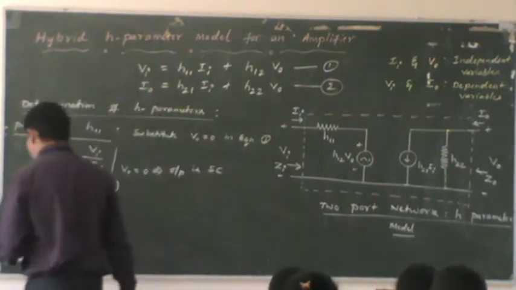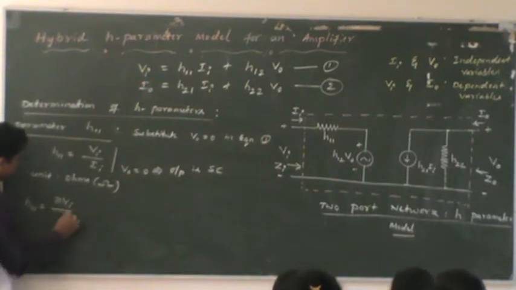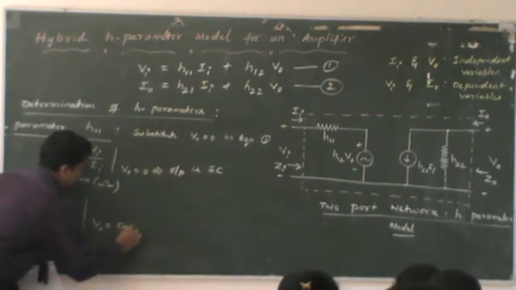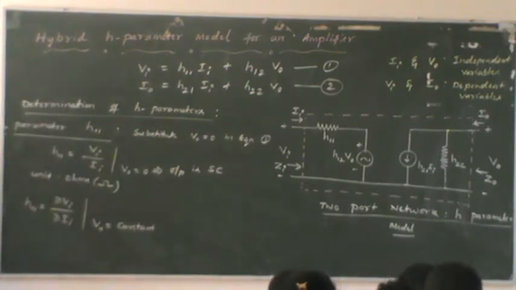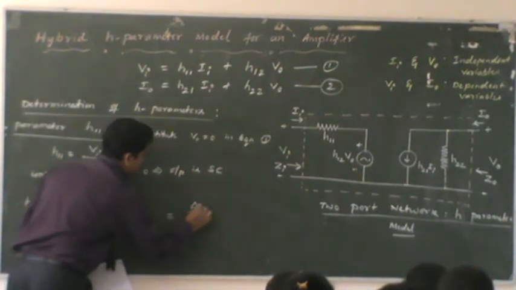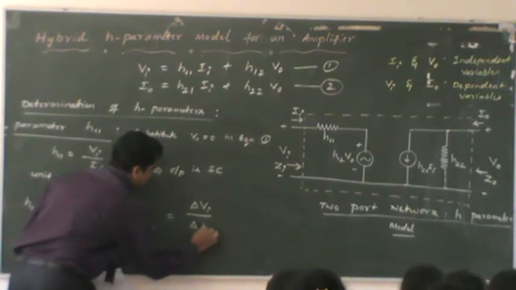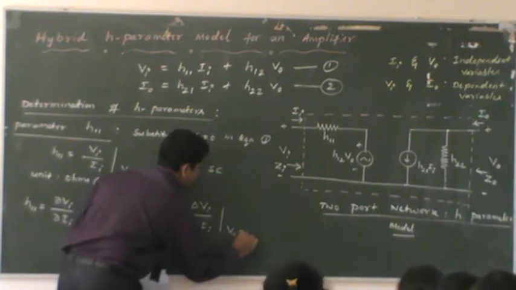Also we can use some partial calculus and define this mathematically. H11 is equal to dou Vi divided by dou Ia. Instead of making V naught 0, we can assume V naught as a constant in the partial calculus. This is the partial calculus definition of H11. This may also be written by introducing delta terms. Delta is nothing but a small change: delta Vi divided by delta Ia for a constant V naught.